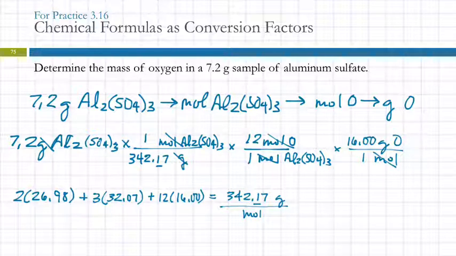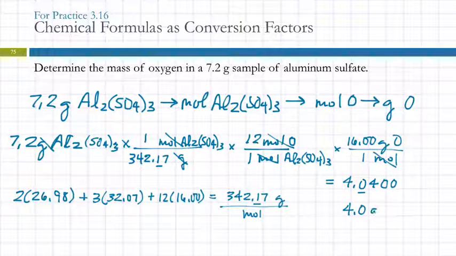So now we've got 7.2 divided by 342.17 times 12 times 16. We should end up with 2 significant figures, because the number is 7.2. So you're getting 4.0399, I'm getting 4.04009 and then 97, etc. So when we round this, we're both going to end up with the same number, 4.0 grams of oxygen.